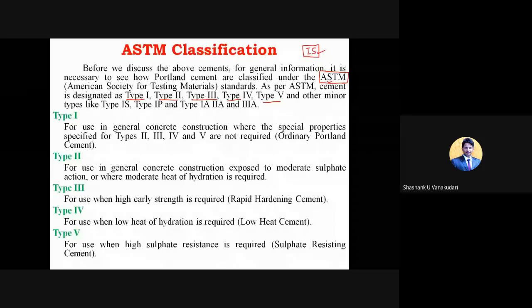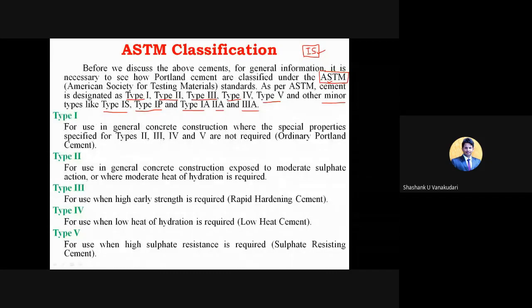Okay, so like that they have classified the minor types of cements. Minor in the sense that they are rarely used, only at specified locations. They belong to the minor cements. So there they have classified type 1S, 1P, 1A, 2A, and then 3A. Okay, now we'll study what type 1, type 2, type 3, type 4, and the rest are.